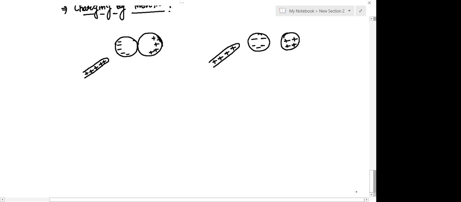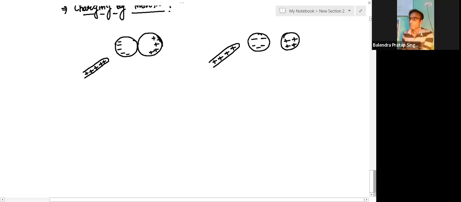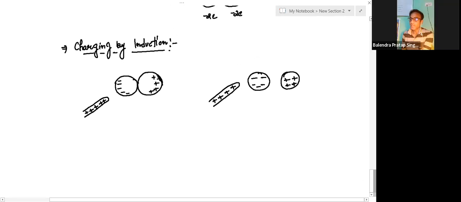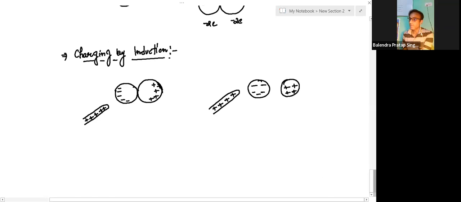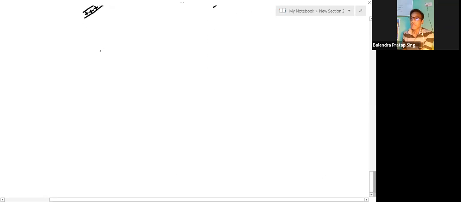Sir, can you explain again? Yeah, sure. So I'm again explaining. Suppose you have two spheres. Both are neutral, which means each has an equal amount of positive and negative charge. And what you do, you put a positively charged rod here, close to the first sphere.